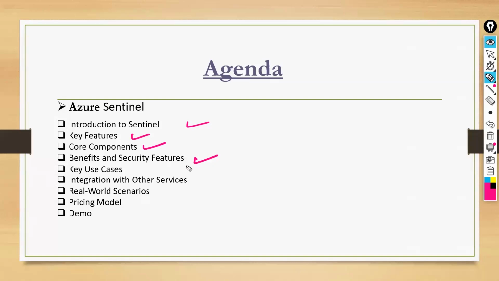Benefits and security we are going to cover. Key use cases, like where exactly I can integrate my Sentinel and use it in my environment. Integration with other services also, not just the Azure cloud. Other services we can integrate with it, and real world scenarios. With my exposure, I have worked on many real world scenarios with Sentinel, so I am going to tell those also. And then the pricing model. And finally, we are going to have a demo of Sentinel. So this is going to be our agenda for today.